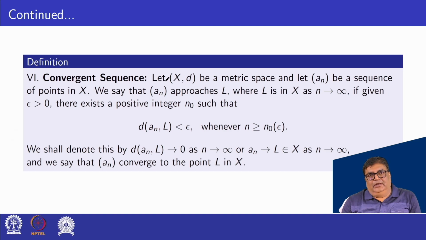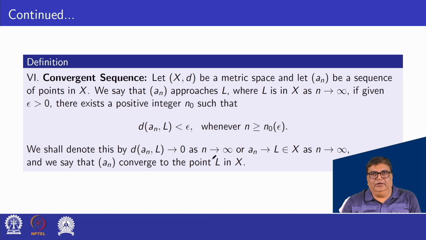That is, if (X, d) is a metric space and (a_n) is a sequence of points in X, we say that a_n approaches L, where L is in X, as n tends to infinity, if given epsilon greater than 0, there exists a positive integer n0 such that d(a_n, L) < epsilon whenever n ≥ n0, depending on epsilon. We shall denote this by d(a_n, L) tends to 0 as n tends to infinity.